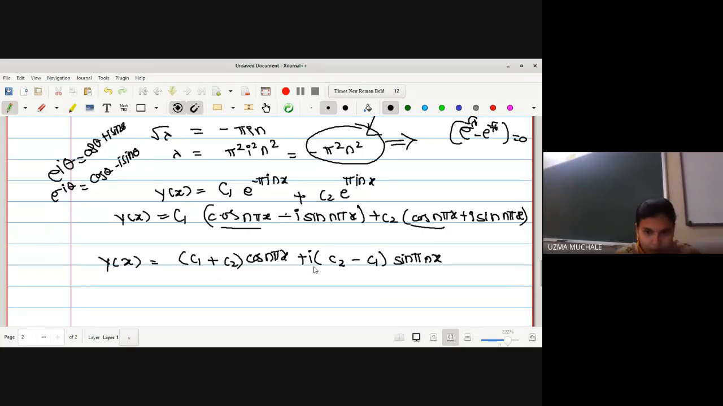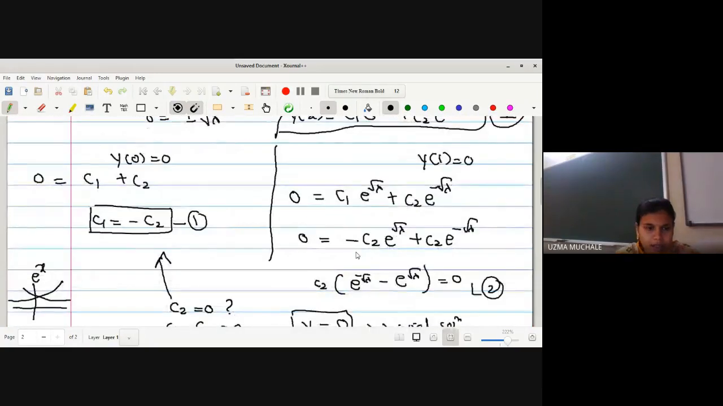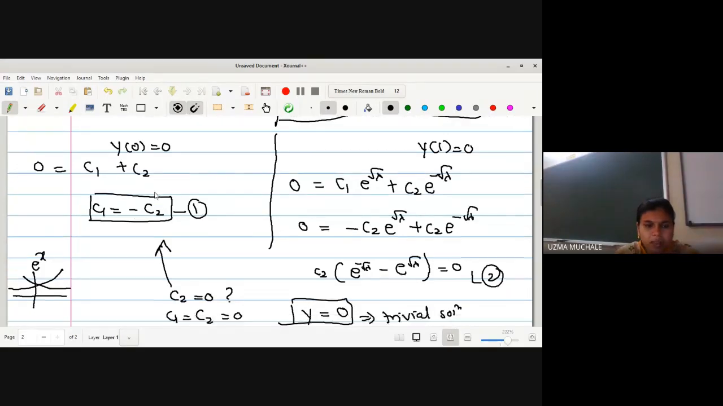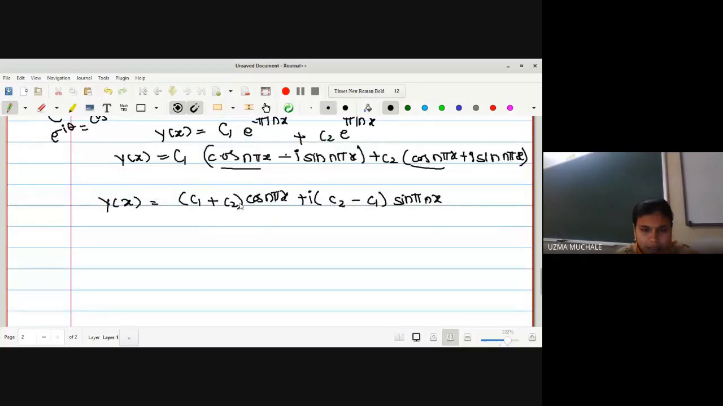Now, as we know that C1 plus C2 is equal to 0 from our result, the equation 1, which means that C1 is equal to minus C2. Okay. So hence, if I write here C1 plus C2 equal to 0, you have to write down the equation number. From equation 1, C1 is equal to minus C2, hence we get the first term as 0.